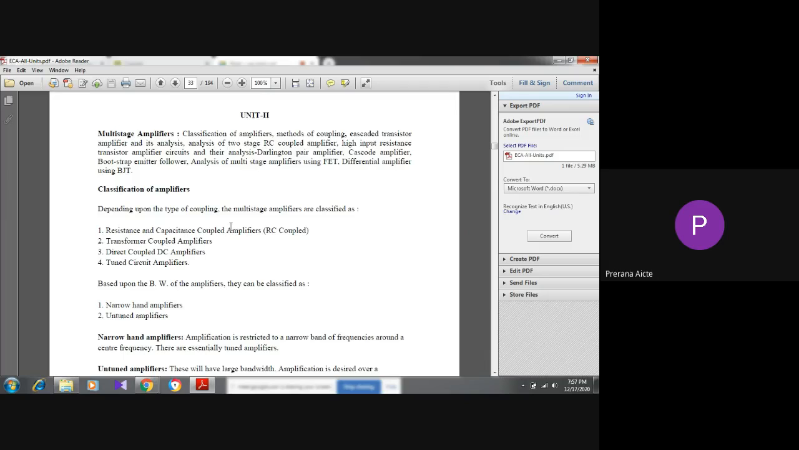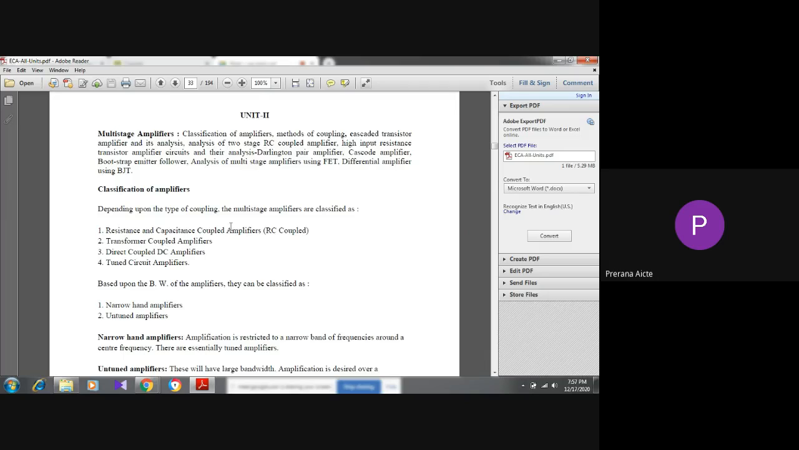The difference between single stage and multi-stage is that in a single-stage amplifier we had only one transistor, but in multi-stage amplifiers we can have two or three or any number of transistors. Generally we prefer a two-stage amplifier, as it is enough. In some cases, we require three stages also.